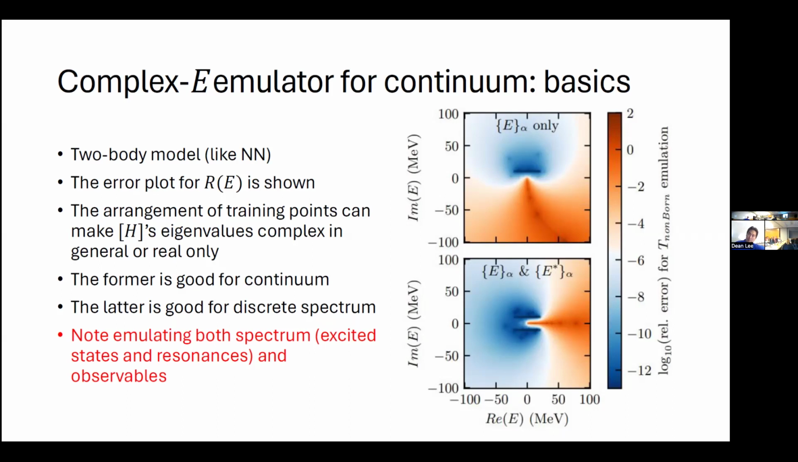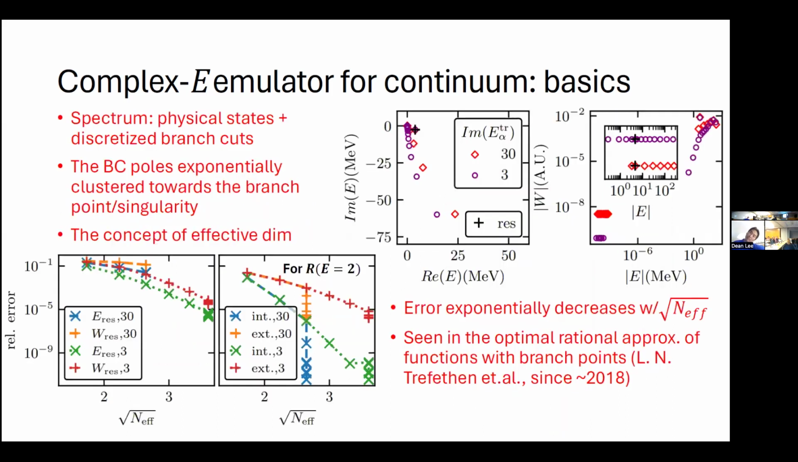So another thing I want to emphasize again is that it's about emulating actually the full spectrum or part of the spectrum and observables. Now, so it's about spectrum, right? So if you do this, as I said, you will get a bunch of eigenvalues from the reduced Hamiltonian. And this is a plot of those eigenvalues in the complex plane. So these are different trainings. You can put the imaginary part, like you can put the training points about here and maybe away from the real axis, or even closer. Okay. You see, the resonance will be one eigenvalue, and then you have all these discretized continuum states.